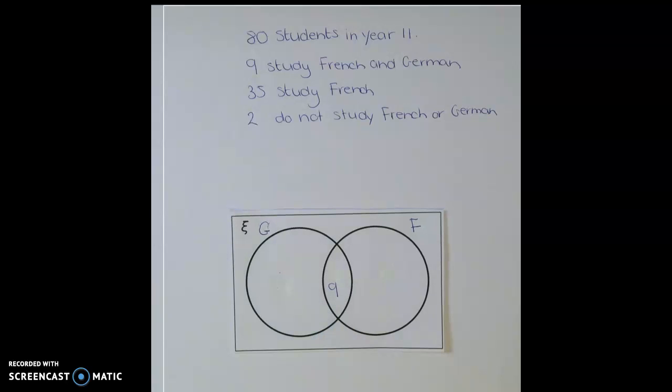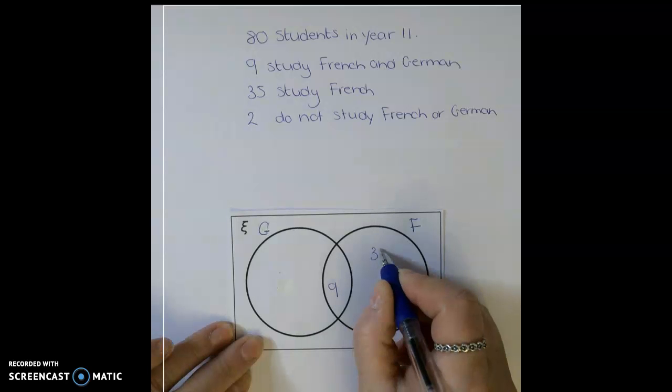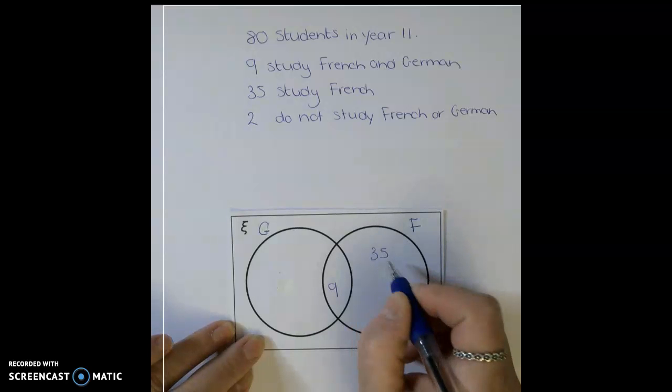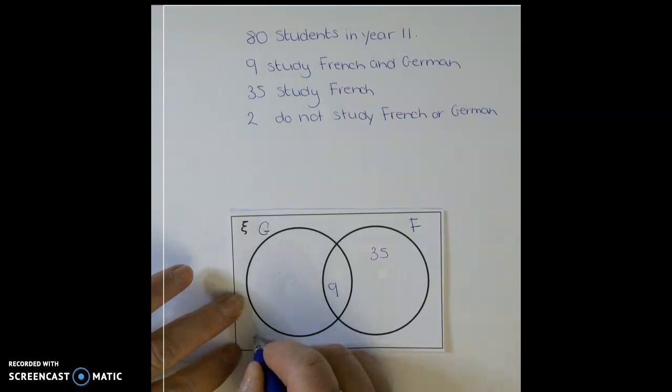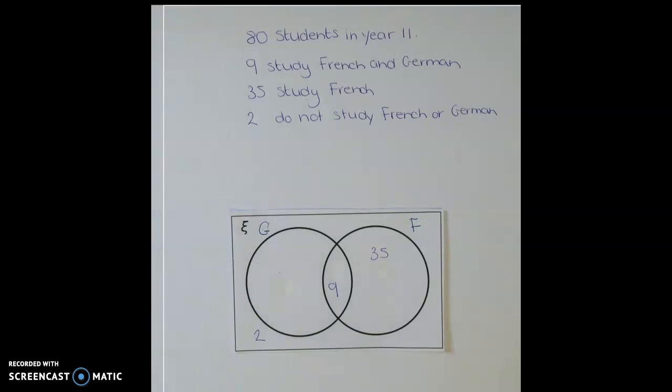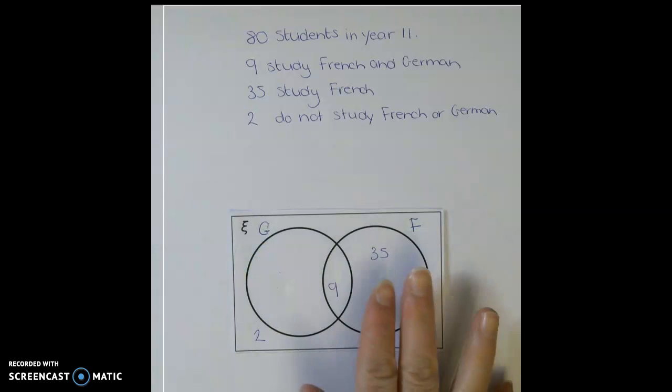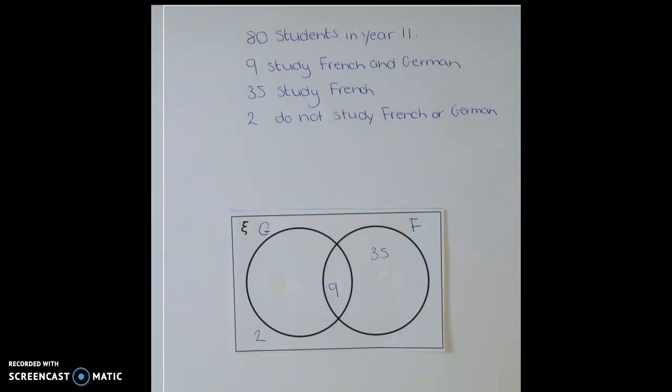We know that we have 35 students who only study French. They don't study German and they don't study anything else. They just study French. And we have 2 students who don't study either language. So they form part of the universal set, but they're not in the German set and they're not in the French set. So they are on the outside.